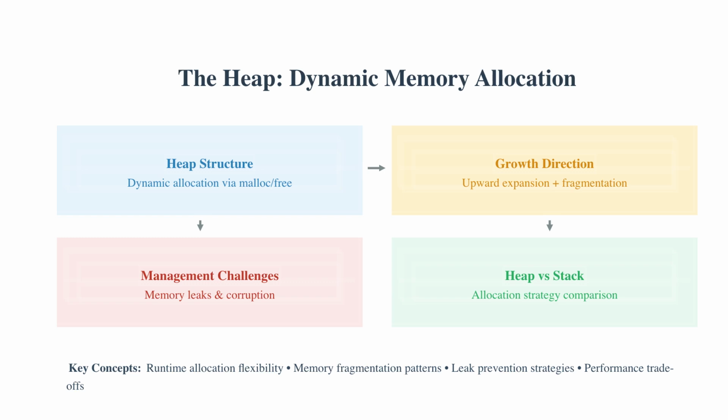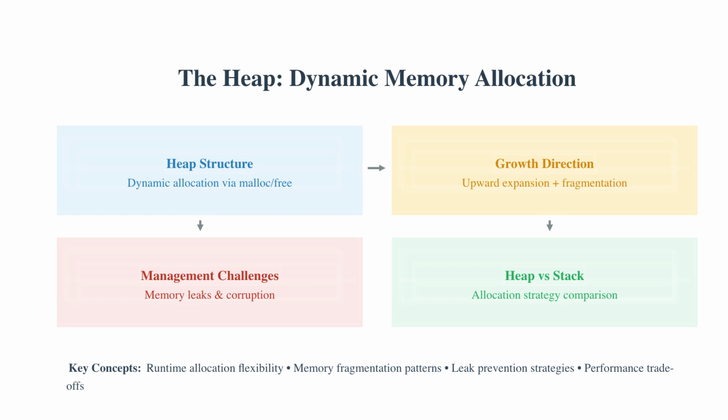The heap grows upward in memory, expanding as your program requests more space. However, this flexibility comes with a cost: fragmentation. As you allocate and free memory blocks of different sizes, you end up with scattered free spaces that can be difficult to use efficiently. This brings us to the management challenges.